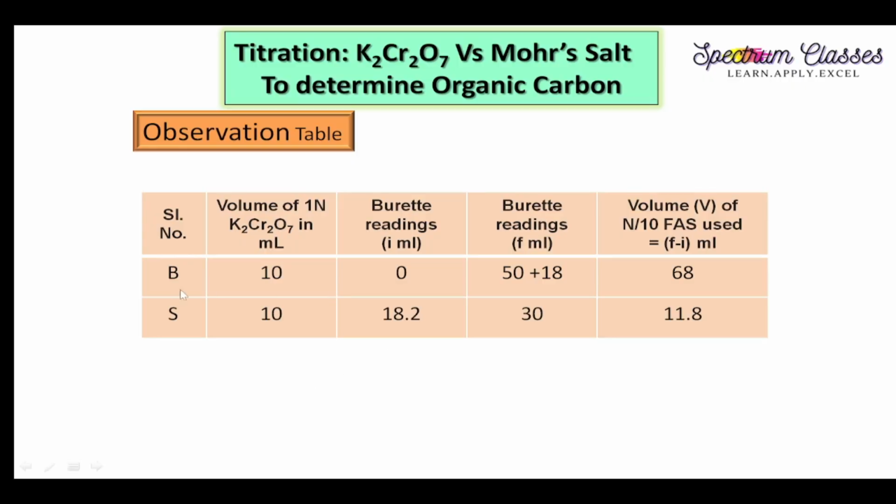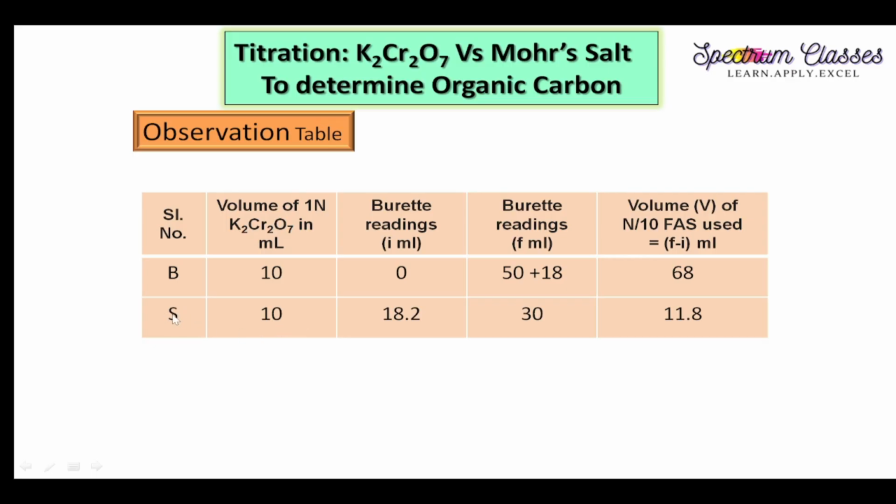So from the lab activity, we have seen that the blank requires this much. I refilled the burette, so this is this much volume of ferrous ammonium sulfate, 0.1 normal. Since this is not actually a good way to refill the burette, it incorporates error. So I would suggest you can use a lower concentration of potassium dichromate.